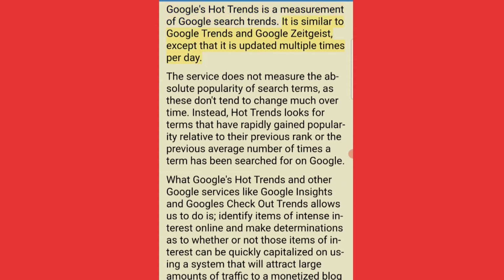It is similar to Google Trends and Google Zeitgeist, except that it is updated multiple times per day. The service does not measure the absolute popularity of search terms, as these don't tend to change much over time. Instead, Hot Trends looks for terms that have rapidly gained popularity relative to the previous rank or the previous average number of times a term has been searched for on Google.